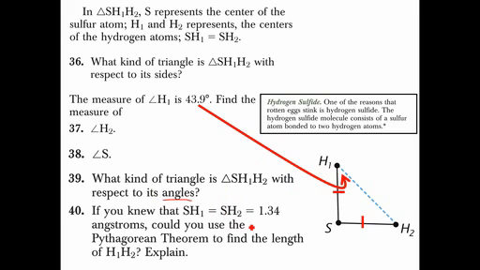Then he gives you a little bit more. Suppose that we know 1.34 applied to this one and down here to this one. Could you use the Pythagorean theorem to calculate that if we've got those two legs?